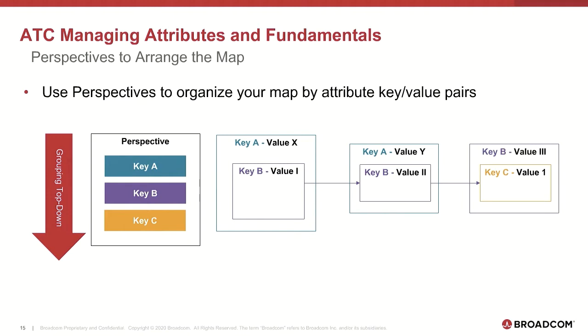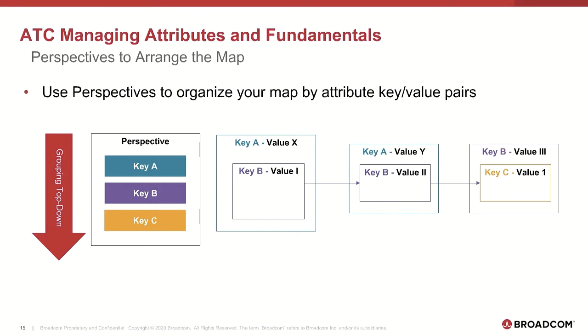So once I choose this perspective rule, ATC automatically creates vertex groups and names them after the key value. So for our example, the first vertex would be in a vertex group value X, the second value Y, and the last one value 3. So once I expand it, I would see the key B, and because the other ones didn't have a key C, I would have the last one key C.